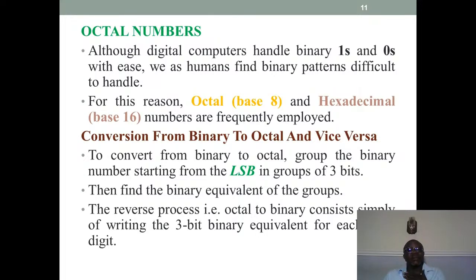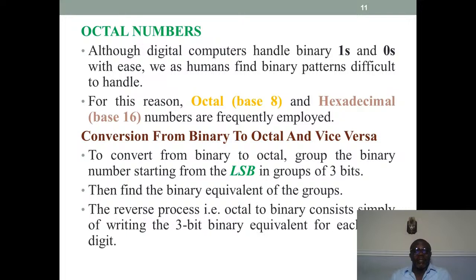So, octal numbers. Although digital computers handle binary ones and zeros with ease, we as humans find binary patterns difficult to handle. For this reason, octal, that is base 8, and hexadecimal, that is base 16, numbers are frequently employed. Conversion from binary to octal and vice versa could be as easy as anything.